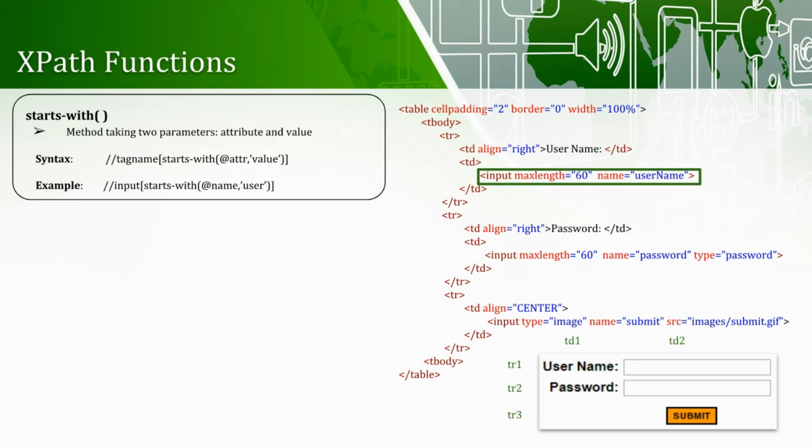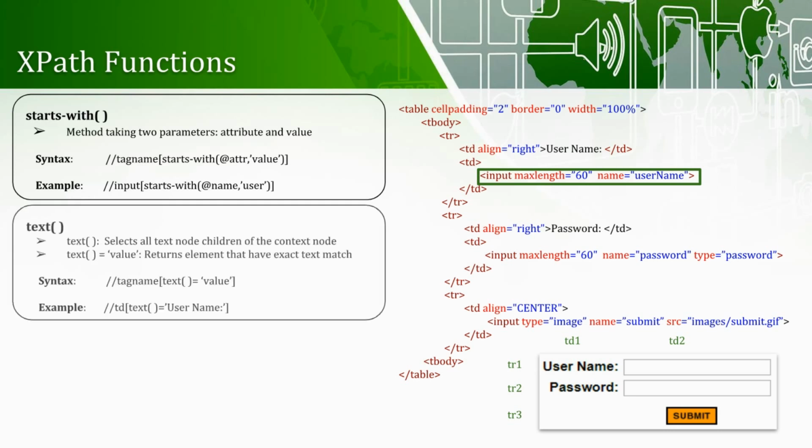Now we do not require to enter the complete value of the attribute. We can enter the substring. But the substring should be the starting substring of the attribute value. So I have written user. You can write use, you can write complete name, but it should be the starting exact substring. This will locate your input text box for the username.